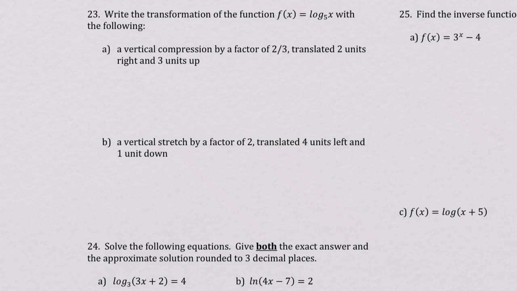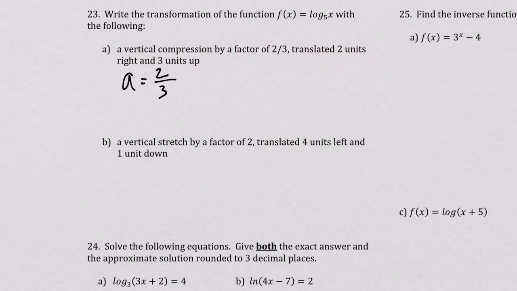23, write the transformation of the function f of x equals log base 5 of x with the following: vertical compression by a factor of 2/3, translated 2 units right and 3 units up. So first figure out what all of these things mean. Vertical compression by a factor of 2/3, that's A. They're saying A is 2/3.